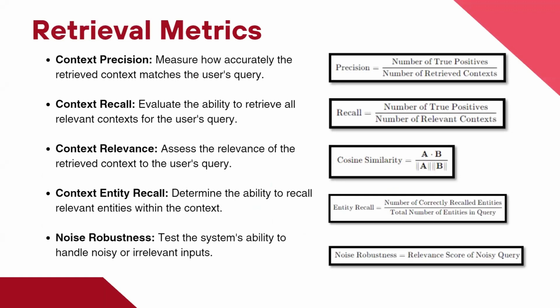So now let's talk about some retrieval metrics. The precision metric is a measure of how accurately the retrieved context matches the user query. Recall metric is used to evaluate the ability to retrieve all relevant context for a user query. Relevance metric is used to assess the relevance of the retrieved context to the user query. Entity recall metric is used to determine the ability to recall relevant entities within the context. The noise robustness metric is used to test the ability of the system to handle noise or irrelevant inputs.